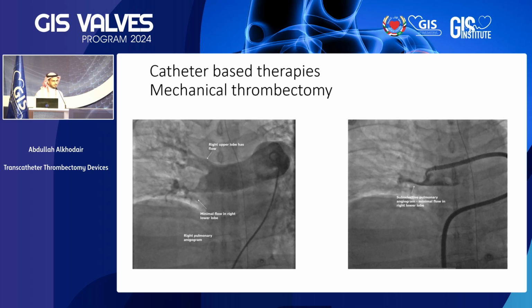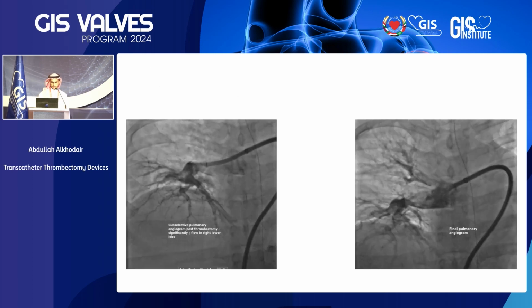So the prototype would be the Inari catheter. In this particular example, we see a pulmonary angiogram done with a pigtail. And you can see here there's a large clot sitting on the right PA, almost obstructing the right lower lobe pulmonary artery. You go with a subselective pulmonary angiogram, and again, you see the same thing. The clot is obstructing the flow. This is after the thrombectomy, and you can see that there is restoration of blood flow to that particular segment.